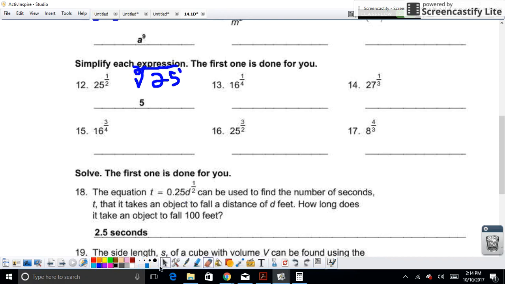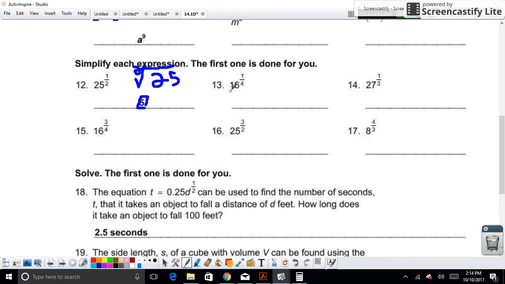25 to the first power is still just 25, so I really don't even have to write that 1. It's just the same thing. So you're just doing the square root of 25. What number times itself equals 25? It's 5. All right, so you got that.